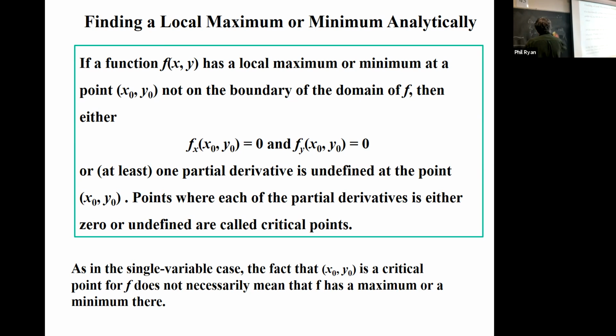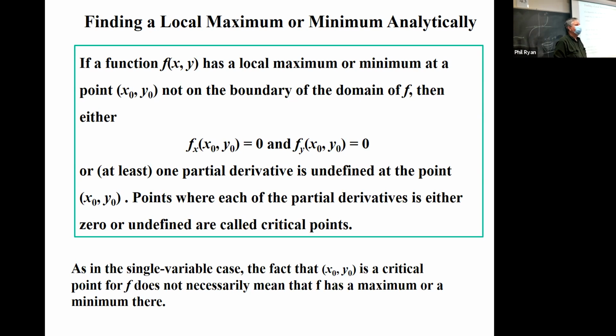So, for example, remember in the one-dimensional case, we had a function like x cubed. This was a critical point, but it wasn't a maximum or minimum, right? Because if we go in this direction, we decrease. If we go in that direction, we increase.